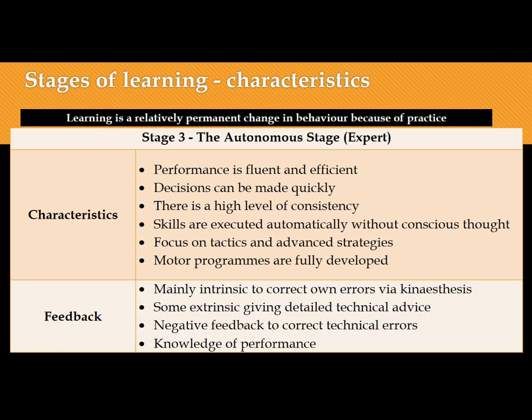They don't need much extrinsic feedback, it's mainly intrinsic to correct their own errors via kinestheses. Some advanced extrinsic feedback may be given on technical or even tactical details. They can deal with negative feedback if they do make errors, because they're now able to deal with that negative feedback, unlike the cognitive stage, and they rely on knowledge of performance, and they know straight away how well the skill was performed and why it was performed well or not.